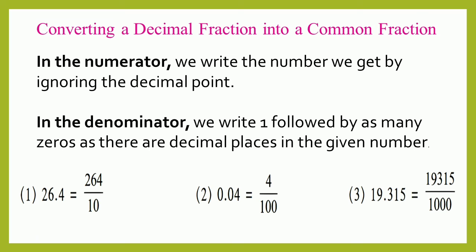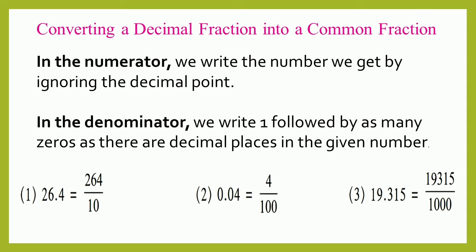Now in the second example, that is 0.04, we will convert it into a common fraction. So we will ignore the decimal point. So the number will be 004, that is the number 4. So we will write 4 in the numerator.